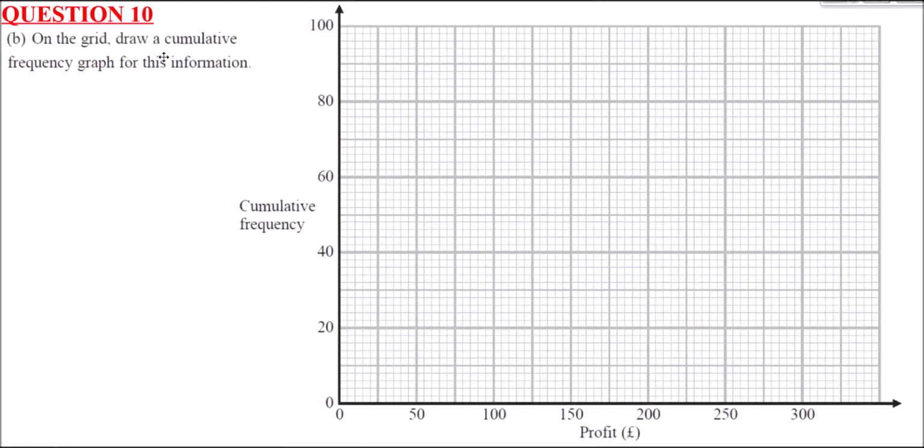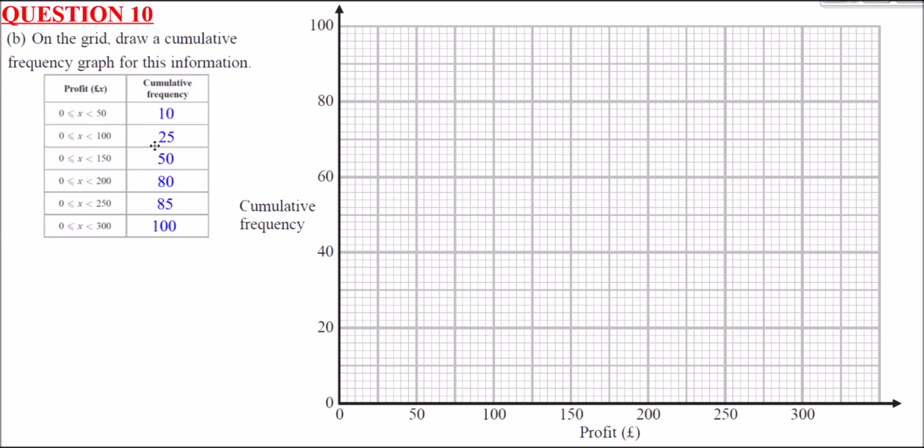So for part B, we have to, on this grid, draw a cumulative frequency graph for what we just did in part A. So a reminder for what we had from part A, we had this cumulative frequency table filled in, and we plot these from the endpoints. So we're just using numbers 50, 100, 150, 200, 250, and 300 for the horizontal axis. So we can create these zeros here. I'm just going to cover those all up.